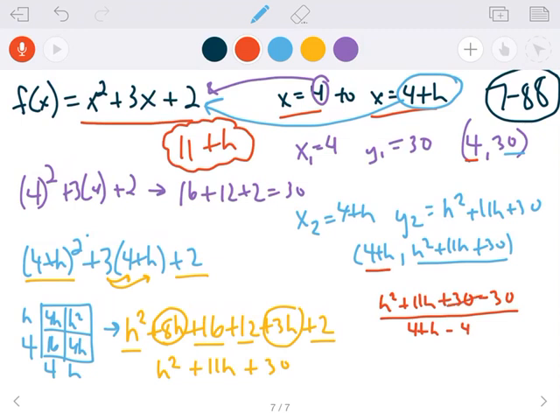So we have plus 30 minus 30, which is 0. And we have 4 minus 4, which is 0. So we have h squared plus 11h all over h. And since there's an h in every one of those terms, we can simplify by taking an h out of all of them, which leaves us with h plus 11, which is our goal that we had back up here.